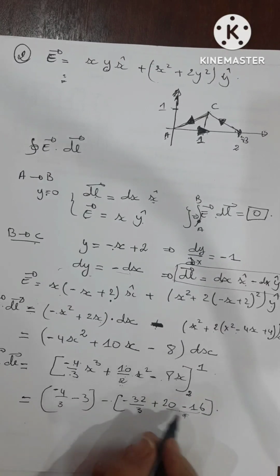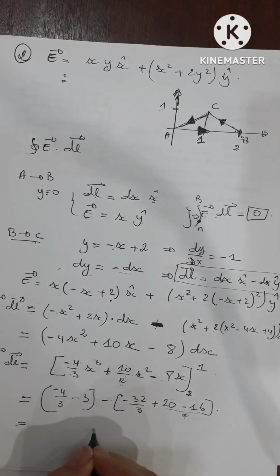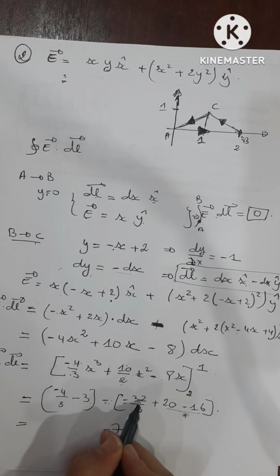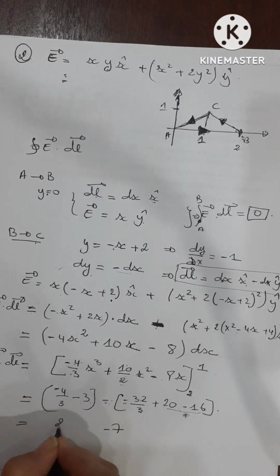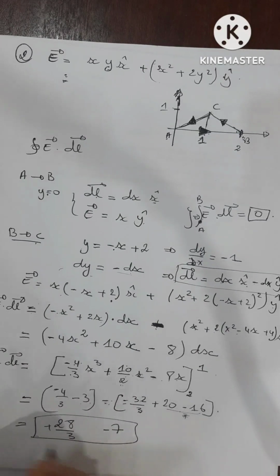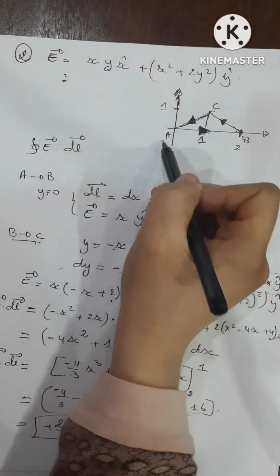So it's 4 with this minus 4 minus 3, so it's minus 7, and minus 4 over 3 plus minus 32 over 3 is 28 over 3. Okay, this is a result. What about this third part from C to A?